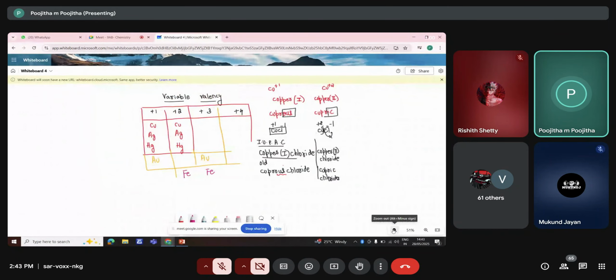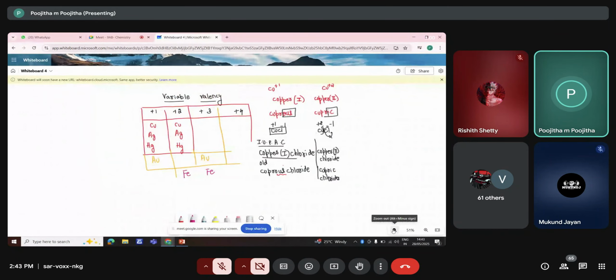We'll continue. See, in the IUPAC name, this is just copper 1, copper 2. Similarly, what is Ag? Silver. Silver 1, silver 2. Mercury 1, mercury 2. Gold 1, gold 3. Iron 2, iron 3. In the IUPAC system of naming, we just use the English name like gold only, like how we use iron 2 chloride, iron 3 chloride, or iron 2 oxide, iron 3 oxide.